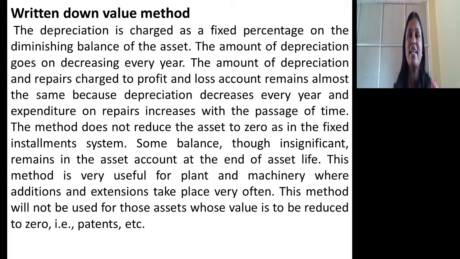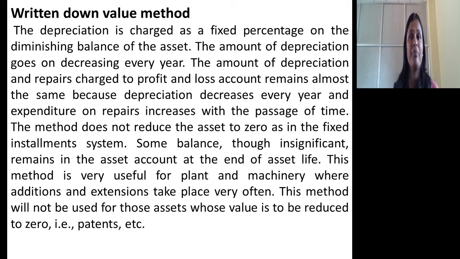Assume that you purchased an asset on 1/1/2018 by paying 40,000. At the end of the year, you will charge depreciation on 40,000. Assume that the rate of depreciation is 10%. 10% of 40,000 is 4,000. So the first year depreciation you calculate on original cost.